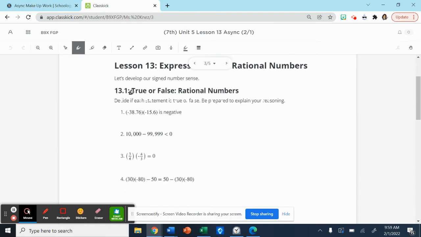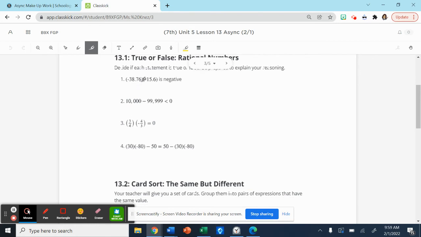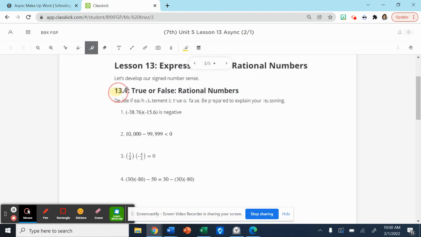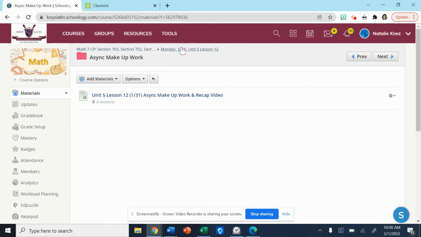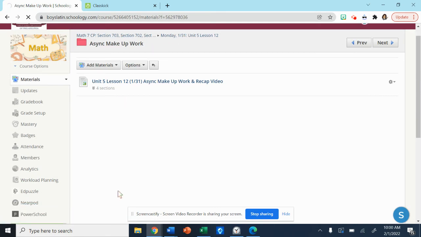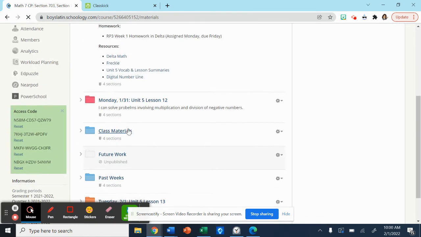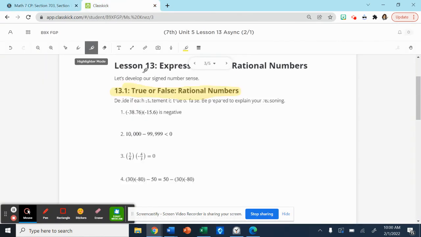Your first step is to complete 13.1, true or false rational numbers. Decide if each statement is true or false and be prepared to explain your reasoning. Questions 1, 2, 3, and 4. I want you to pause this video and complete 13.1. You can check your work for 13.1 by looking at the notes that are posted in today's folder. So that'll be in today's main folder. Here, if you click on Tuesday, you will see the notes, and that's where you can check your work for this part of the assignment.